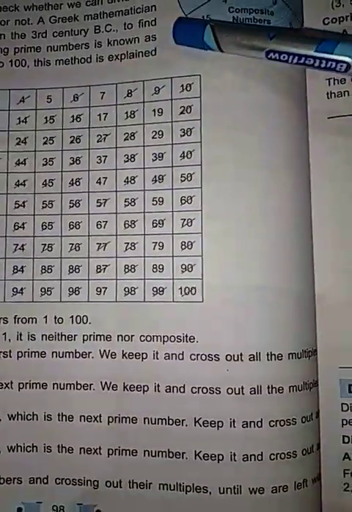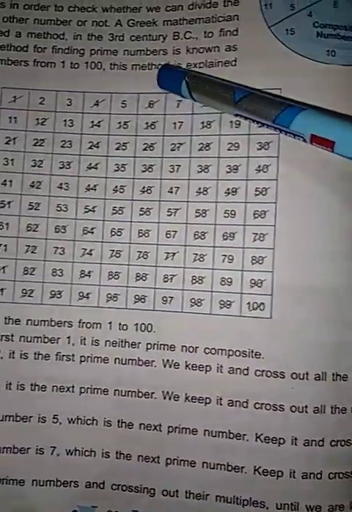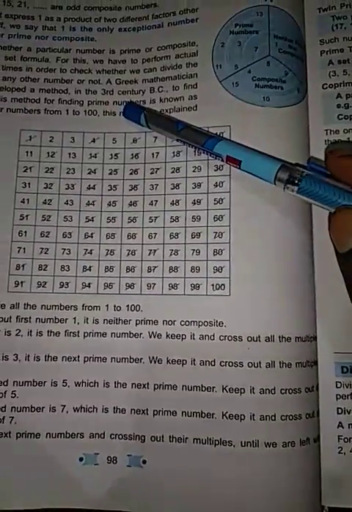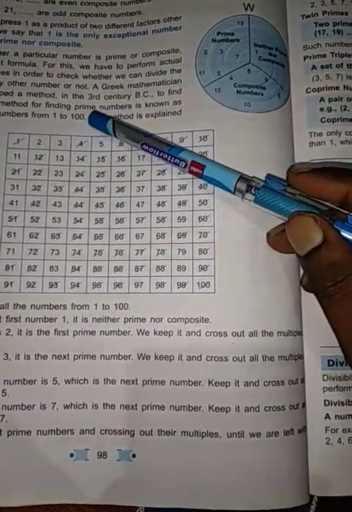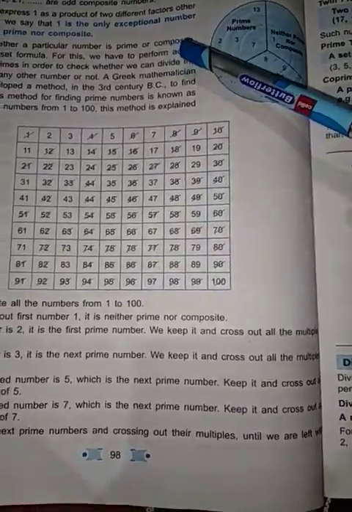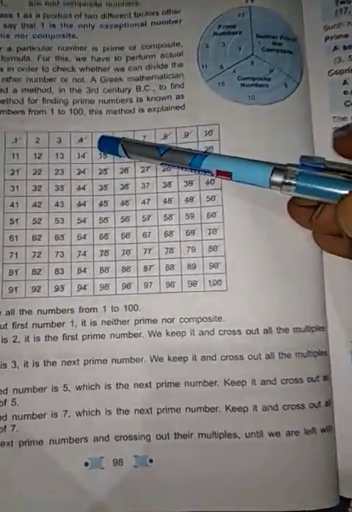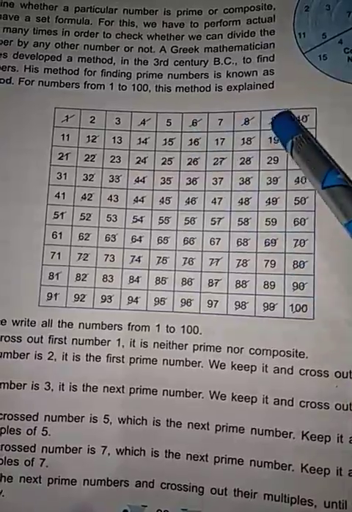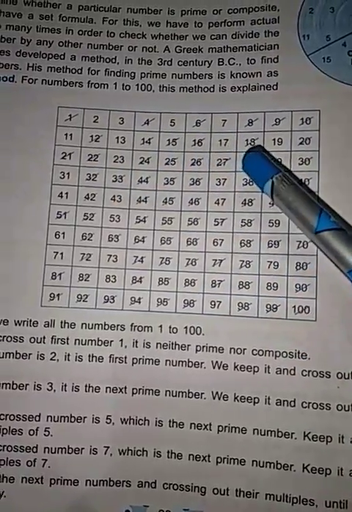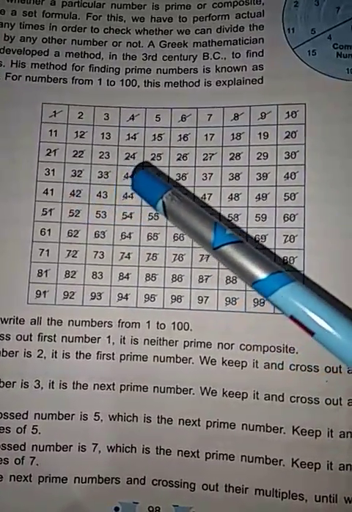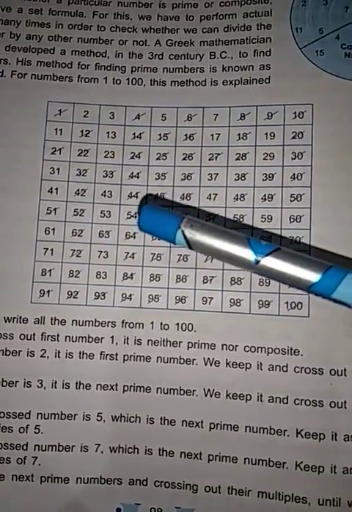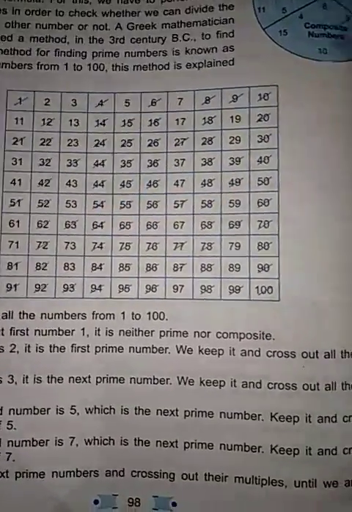Now, the next number is 3. It is the next prime number. We keep it and cross out all the multiples of 3. The multiples of 3 are 6, 9, 12, 15, 18, 21, 24, 27, 30, 33, etc.